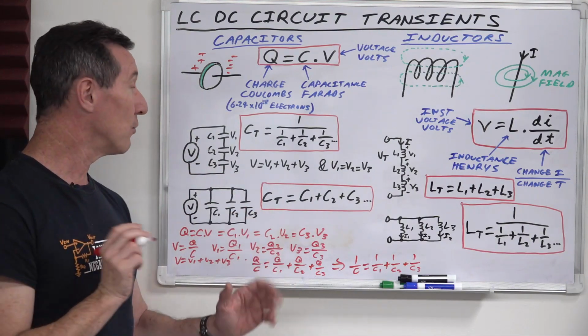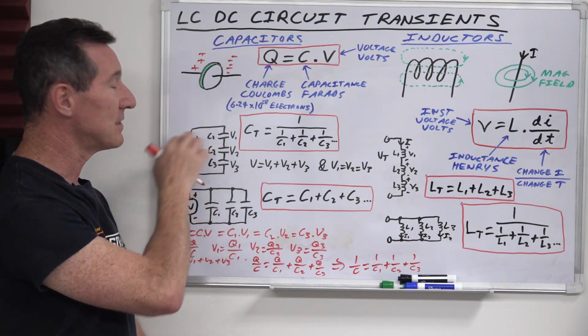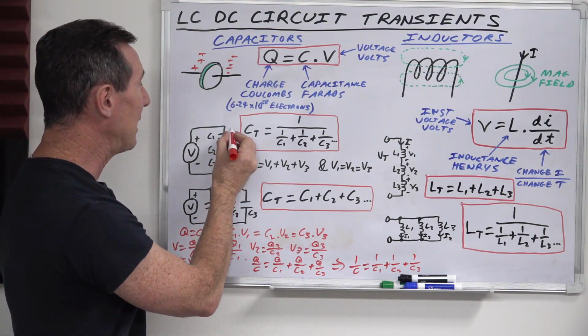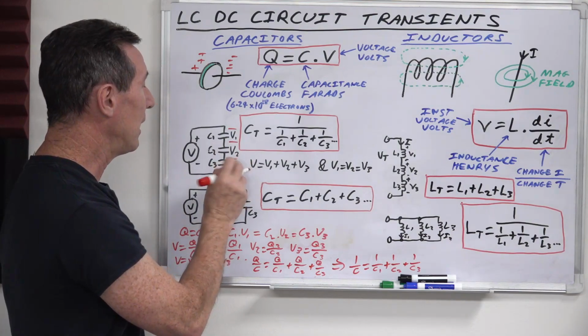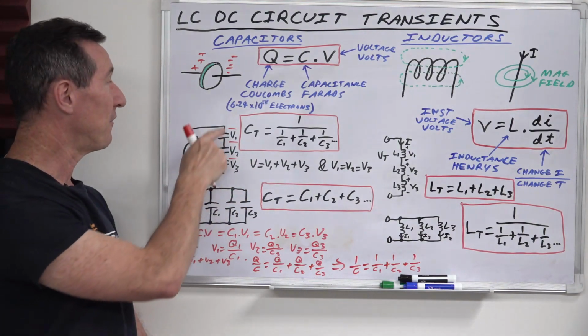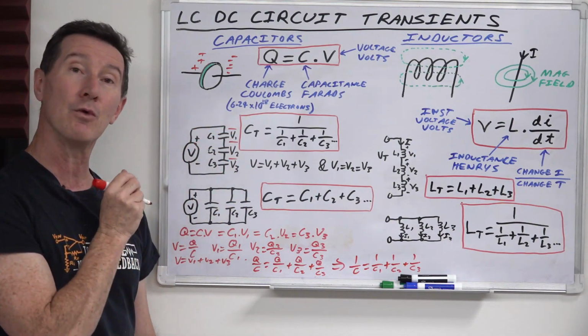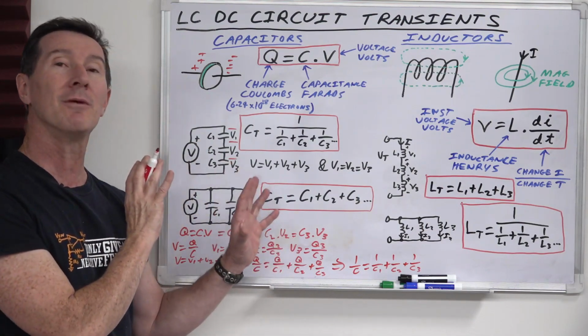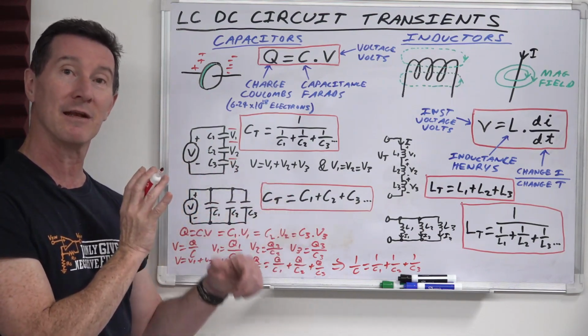Now, with ideal capacitors in series like this, you will get an equal voltage on each capacitor. V1 will be equal to V2, which will be equal to V3, assuming they're ideal capacitors, all balanced and everything else.